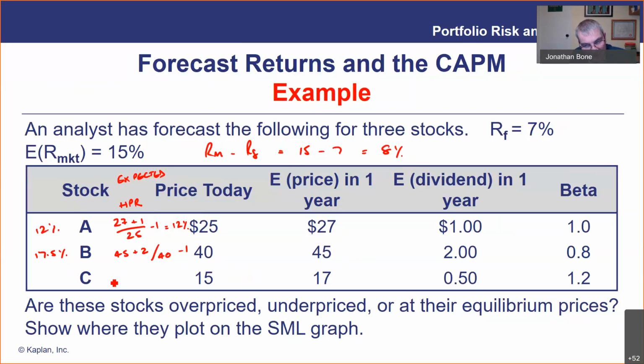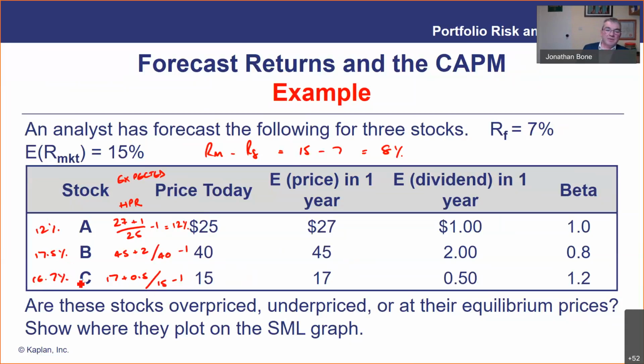And then the final stock, 17 plus 50 cents over $15 minus 1. So 17.5 divided by 15 minus 1, and I get 16.7%, let's say.